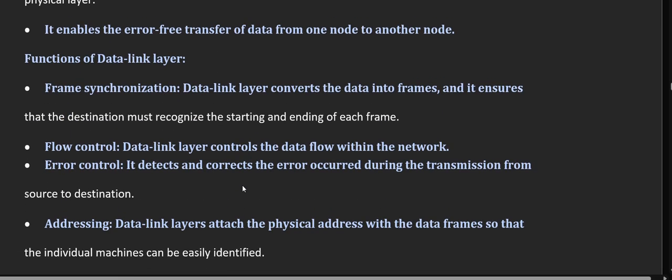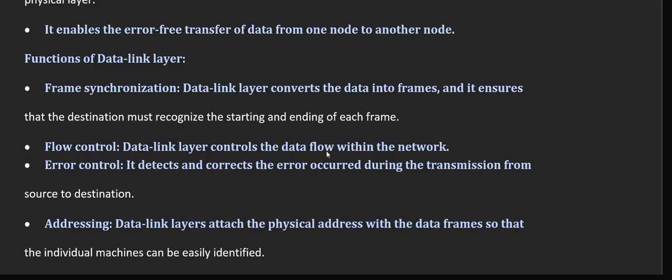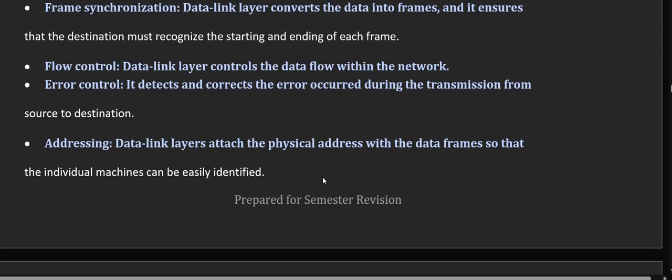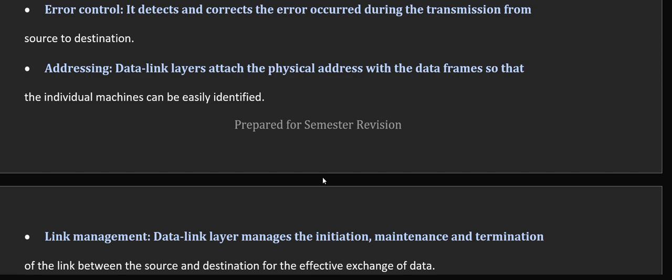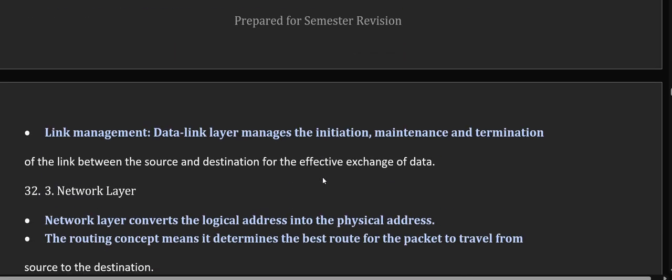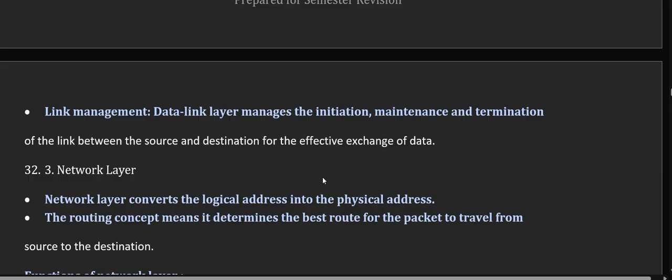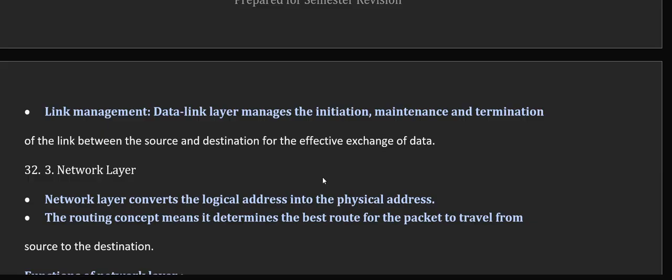Flow control: the data link layer controls the data flow within the network. Error control: it detects and corrects errors that occur during the transmission from the source to the destination. Addressing means the data link layer attaches the physical address to the data frame so that individual machines can be easily identified. Data link management manages the initialization, maintenance, and termination of the link between the source and destination for the effective exchange of data.